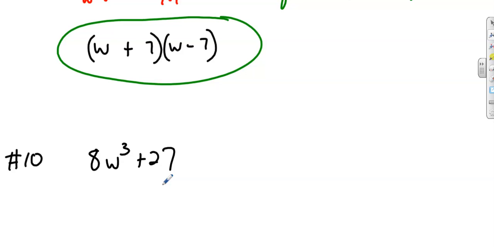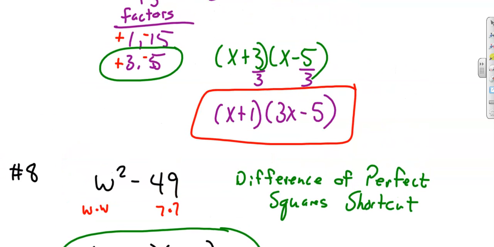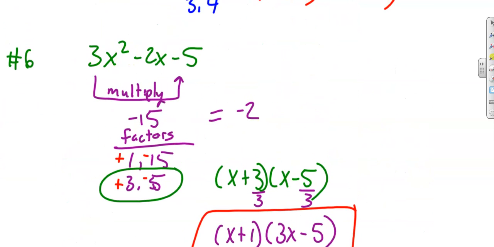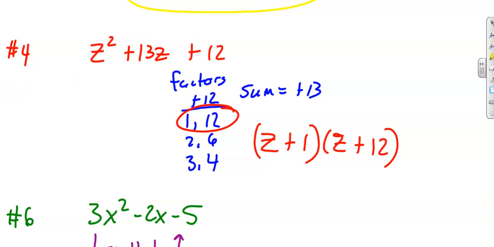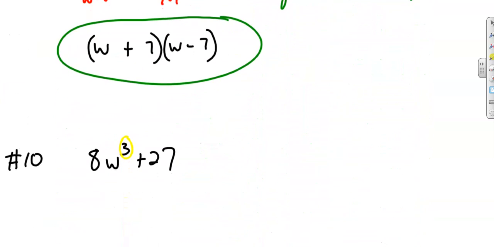Okay, now this one's different than all the other factorings that we did, because it is to the third power. All the factoring back here when we were doing all these with the parentheses, it was w squared. This one was x squared. This one was z squared. So on all those we were doing the trinomials. This one's different because it's 8w to the third plus 27. So if you look at this, this is the sum of 2 cubes.